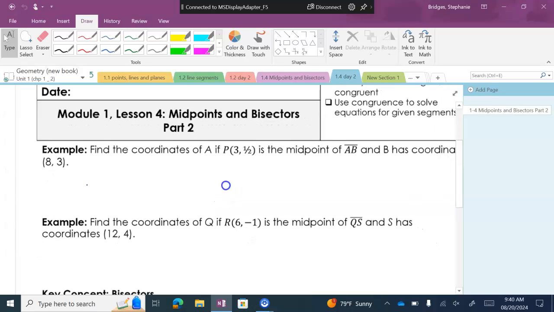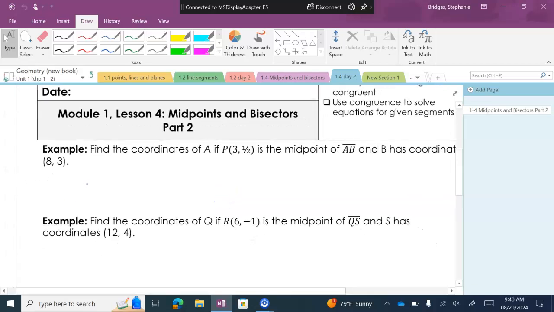All right, so if we look at this first question, basically we're going to be doing what we did yesterday, but backwards. If you remember correctly, yesterday we found the midpoint of an ordered pair where we did x1 plus x2, and we divided it by 2, and then we did y1 plus y2, and we divided it by 2, and that gave us the midpoint. You guys remember doing that yesterday?